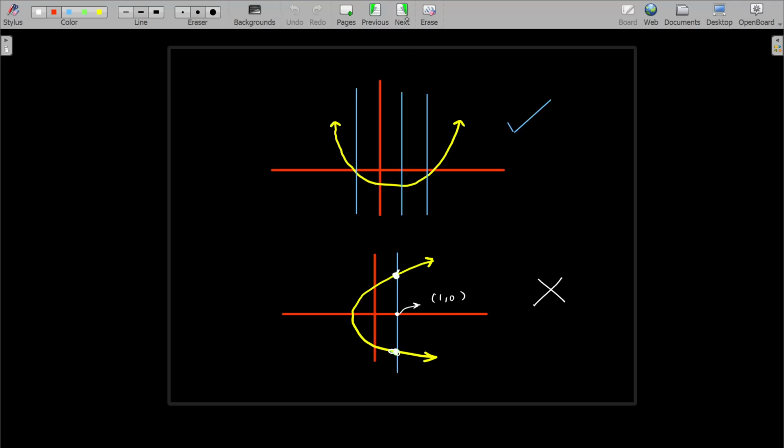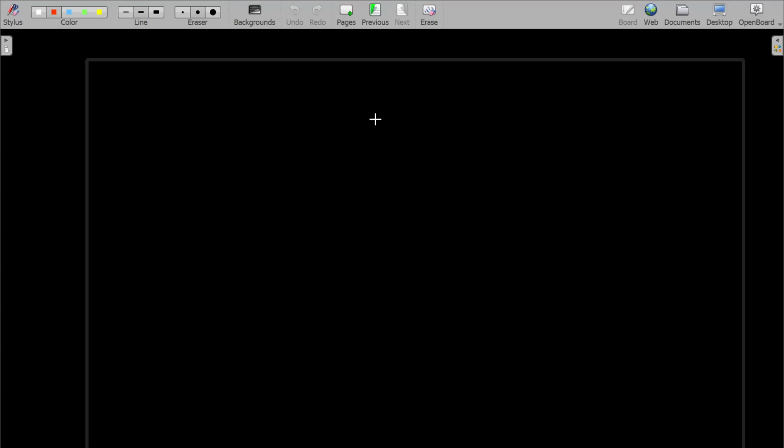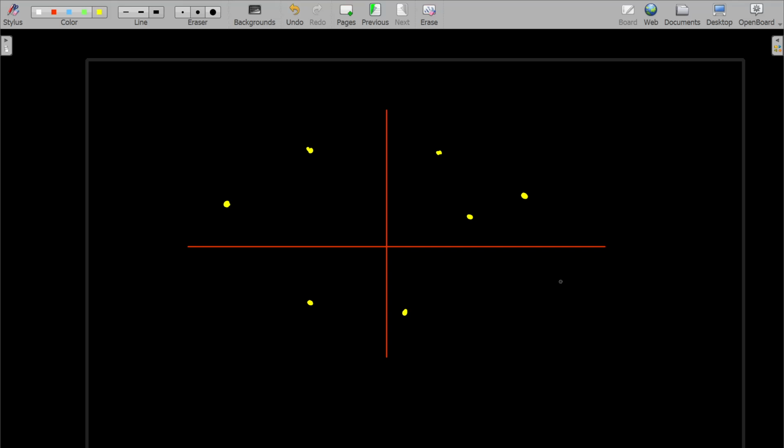And then the last way is that they can give you a scatter plot. Let's say here are some points. They'll give you points like this, and we have to identify if the relationship represented by these points is a function or not.